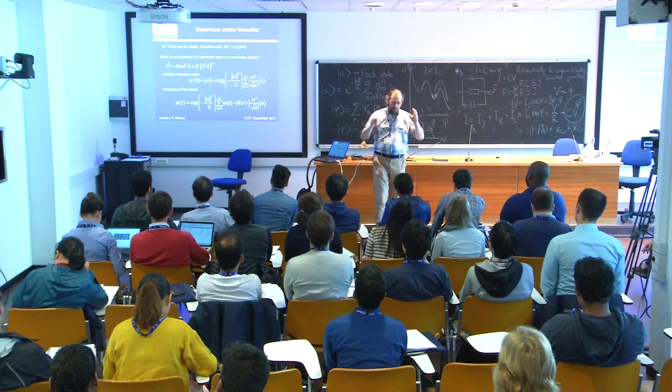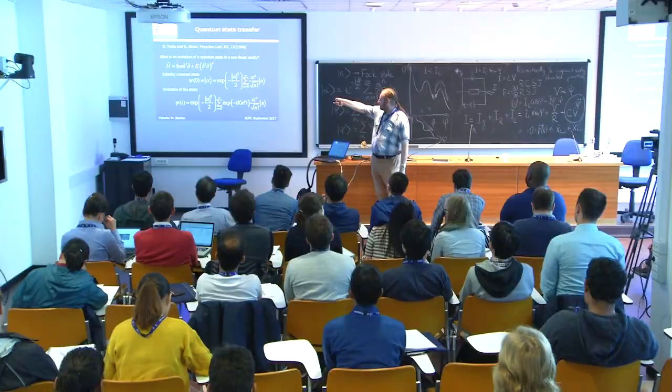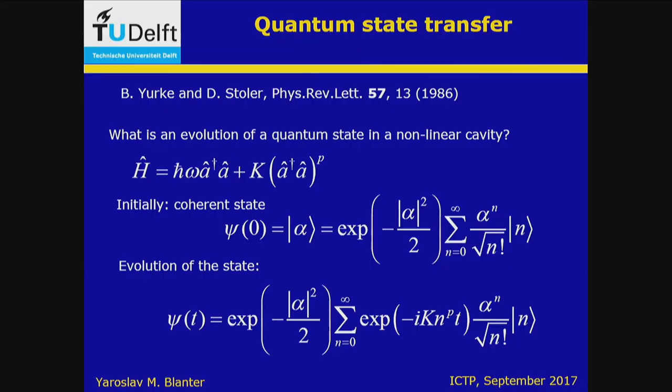The problem they solved is they have taken that Hamiltonian, so that's a usual cavity. There is no mechanical resonator, only cavity, and they didn't even call it cavity, and that generalized Kerr. So you have this power p, which is an integer, and for p equal 2, it would be Kerr. And now you can say, okay, fine, let's start with the coherent state, and let's see what the state is doing as a result of evolution with this Hamiltonian. And you can solve it exactly. And this is the result.